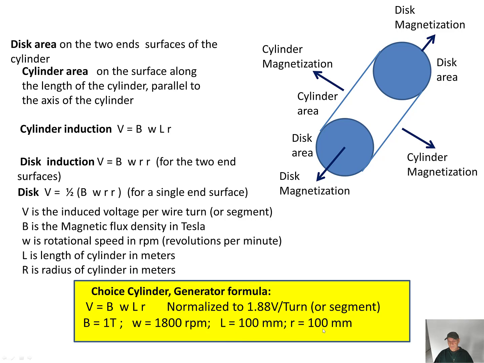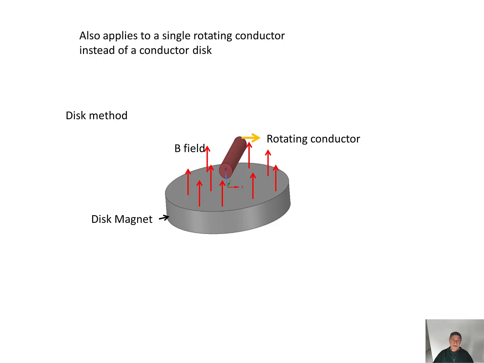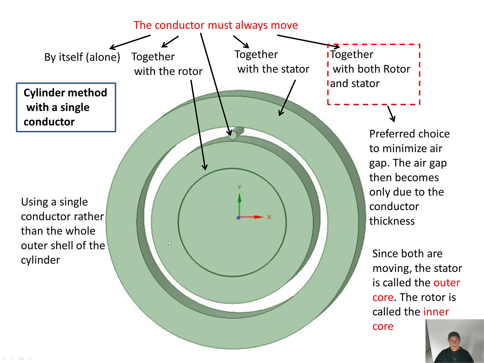Also, the induction applies to a single rotating conductor instead of a conductor disc. This is the disc method. There's a B field upwards, and the rotating conductor is clockwise. And now I'm showing the cylinder method with a single conductor.